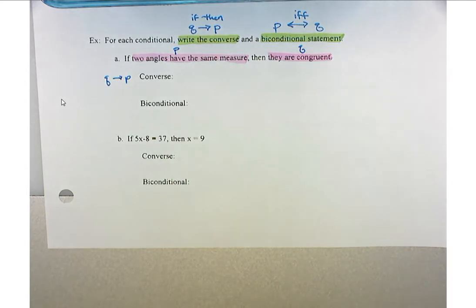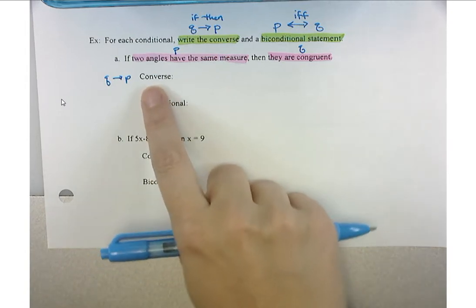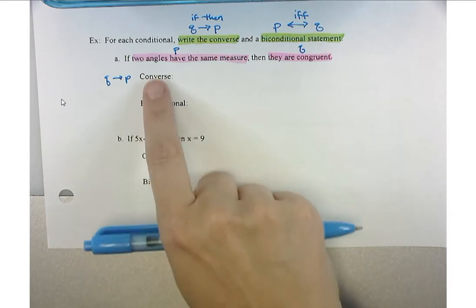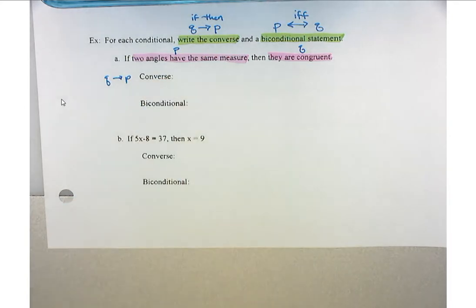Colin, will you tell me what that will be? For your converse: if two angles are congruent, then they have the same measure. I'll give you a second to write this down. Think about what you're going to write for the biconditional.